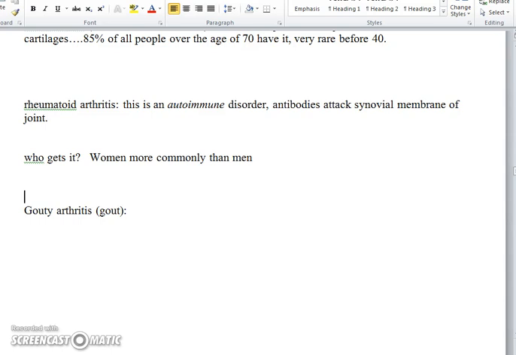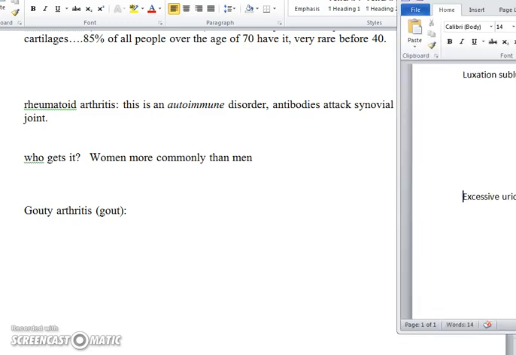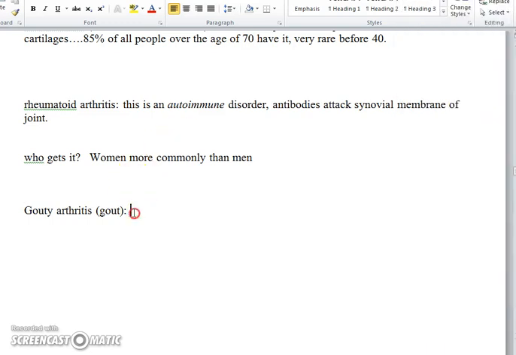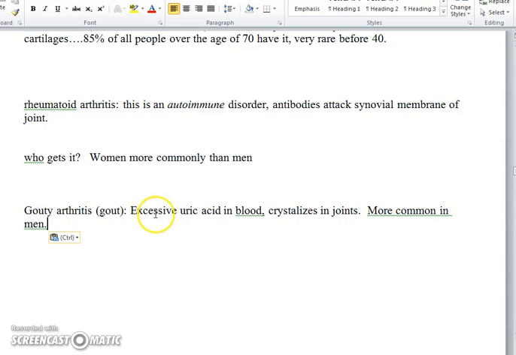Gout. With gout, let me just get the whole thing. Here's my other sheet I'm copying and pasting from. Here's what you want right there: excessive uric acid in the blood, and it crystallizes in the joints. Uric acid is a component of urine. We don't have a lot of it, but it'll crystallize in our joints if we have too much of it. If you see bird poop, that white stuff in bird poop, that's uric acid. Remember that in a minute when we check out a picture online. This one's more common in guys than in girls, but women can get gout too. We'll see pictures of women with gout.